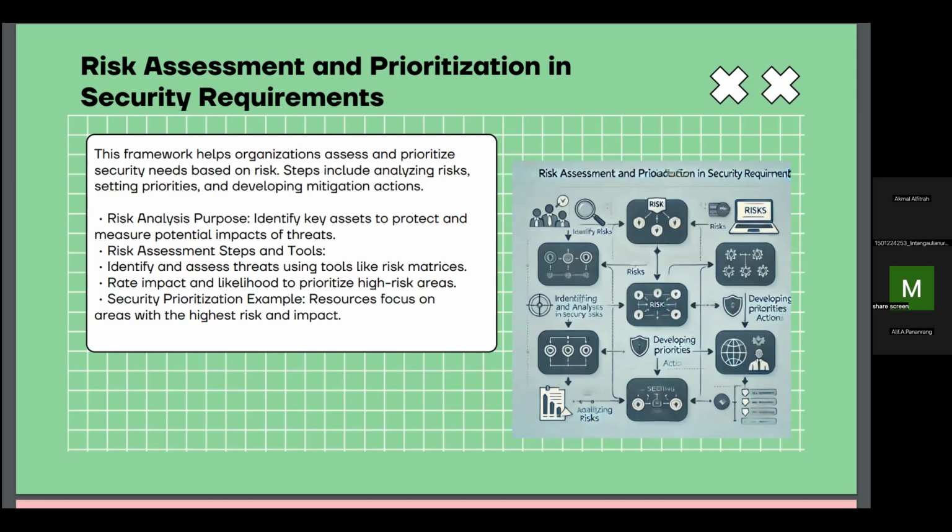Second, assessment steps and tools. Identify and assess threats using tools like risk matrices, and rate impact and likelihood to prioritize high-risk areas. Security prioritization example: resources focus on areas with the highest risk and impact. And this is the diagram of risk assessment and prioritization in security requirements, as you can see. Next slide.